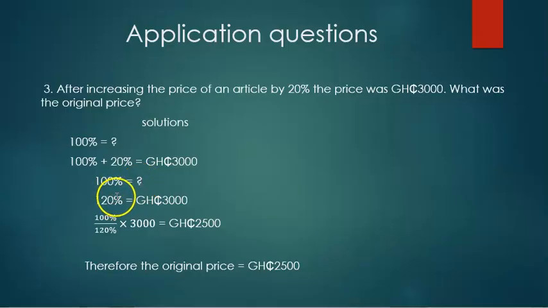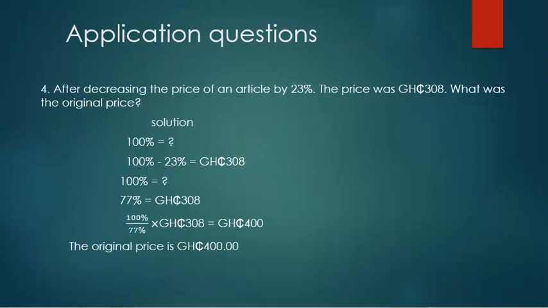Now from here, 120 is giving us 3,000. So for 100, we expect less. If we expect less, then comparing these, the bigger one is 120, it will come down, it will divide. So we have 100% over 120% times 3,000, and we are getting 2,500 Ghana cedis. So therefore, the original price was 2,500 Ghana cedis. After an increment of 20%, the new price was 3,000 Ghana cedis.